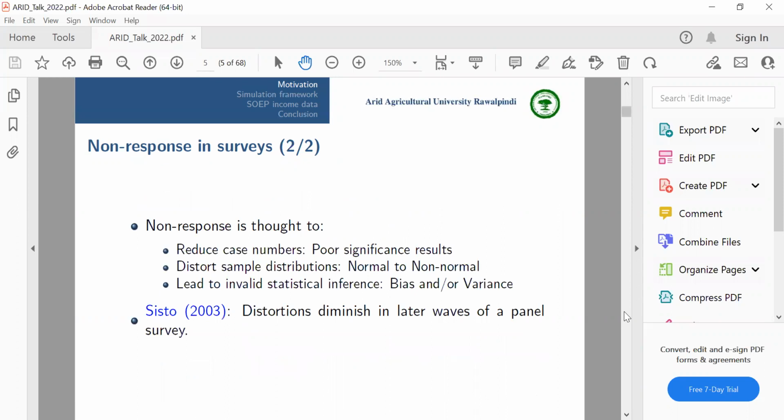So in the presence of non-response, it does not only reduce the sample size, it does not only reduce the case number, but it also distorts the distribution of the sample data, for example, from normal to non-normal, and it can also provide large bias and large variances. So it was the first finding of SIS2 that this distortion arising from initial non-response bias reduces in later waves of the panel survey. She did it for the income quintile, and she used registered data of the German Socio-Economic Panel.